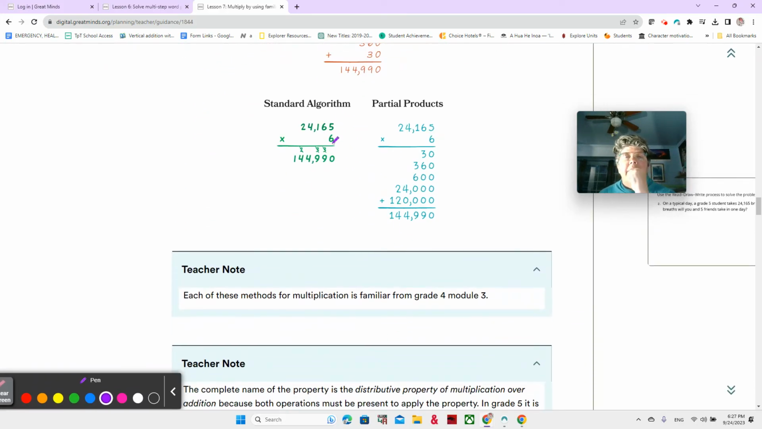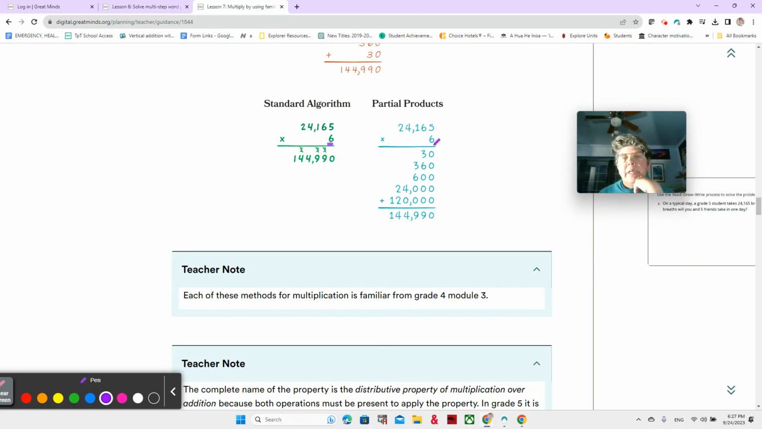Then we have the standard algorithm, 6 times 5, and they carry down here. So there's our 30. 6 times 6 is 36, plus 3, 39. 6 times 1 is 6, plus 3 is 9. 6 times 4 is 24. 6 times 2 is 12, plus 2 is 14. Okay, that's kind of straightforward. Don't need any magic zeros because we're only multiplying by one digit.